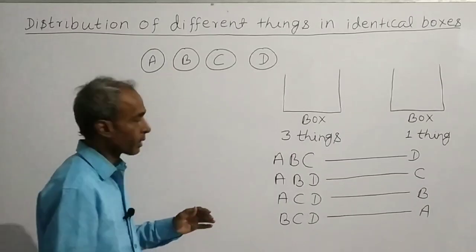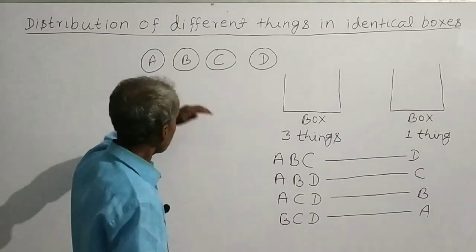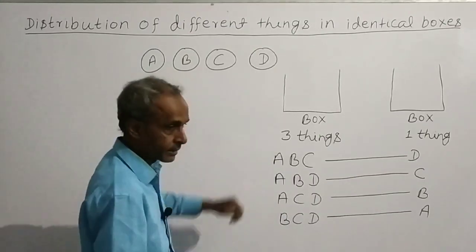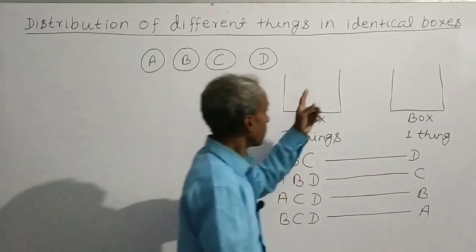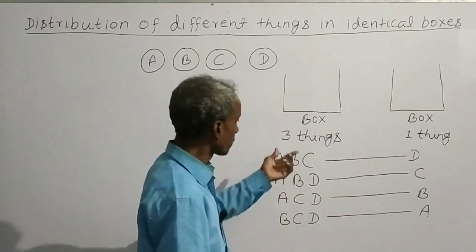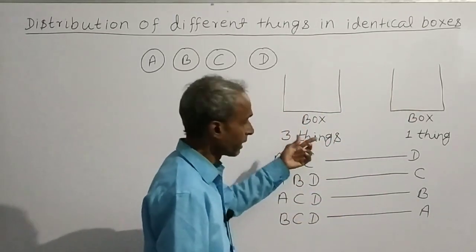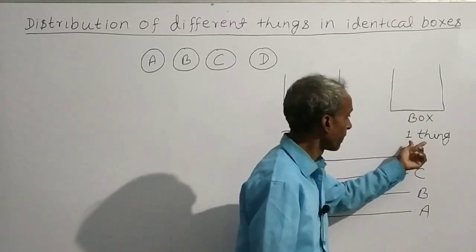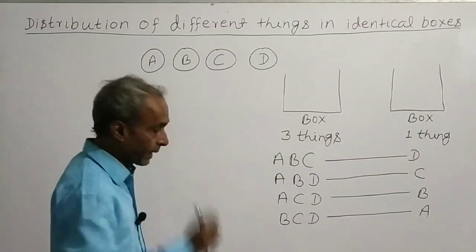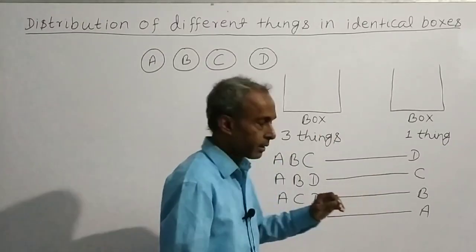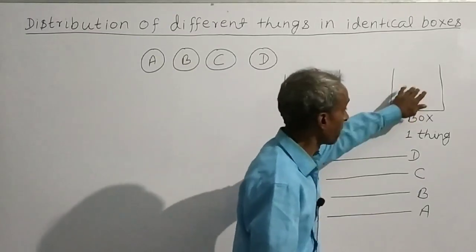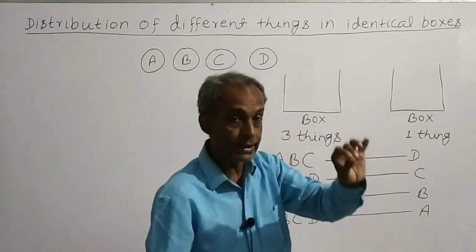If we want to distribute these 4 different things in these 2 boxes such that one box contains 3 things and one box contains 1 thing, then in how many ways can things be distributed among these 2 identical boxes?